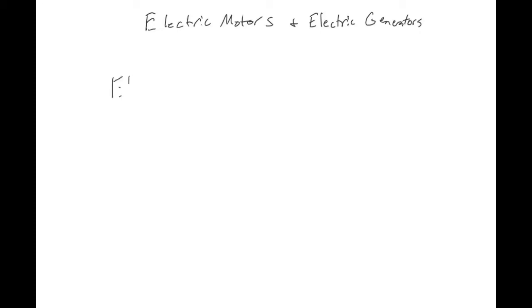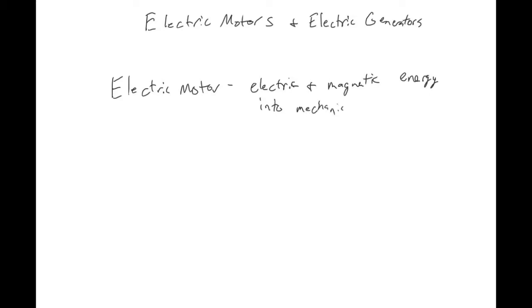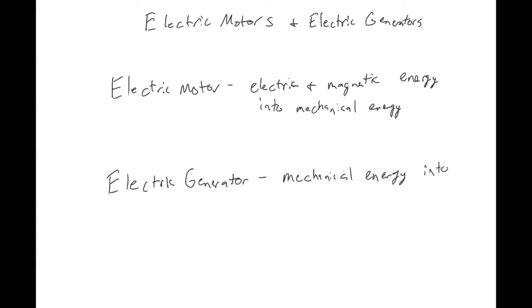For an electric motor, we're going to turn electric and magnetic energy into mechanical energy. And then an electric generator will turn mechanical work or mechanical energy into electrical energy.